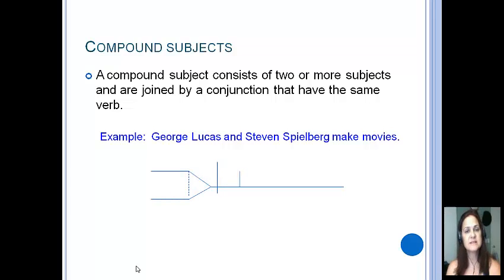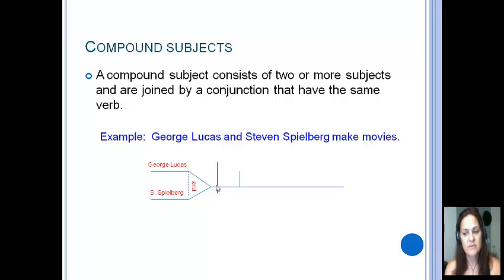Okay, let's diagram this, not only so you can see a model of how it's diagrammed, because you will have some compound sentences in your DGPs, but also because I think it's a little bit easier to understand. So my two subjects here are George Lucas and Steven Spielberg. They go on these two lines. My conjunction will go on the dotted line between them. So we have George Lucas and Steven Spielberg.